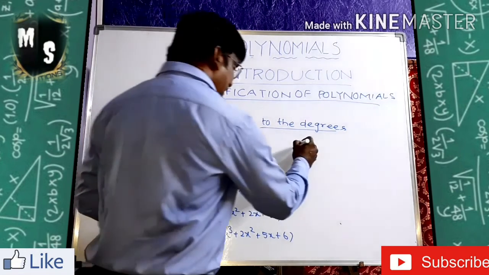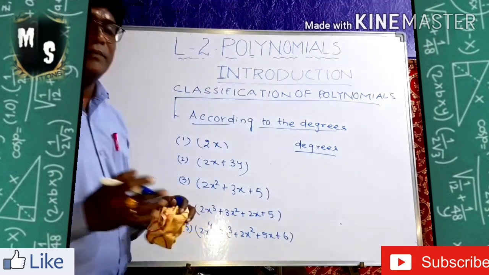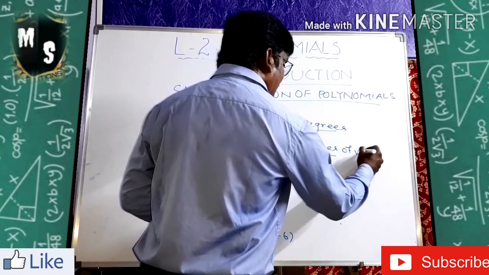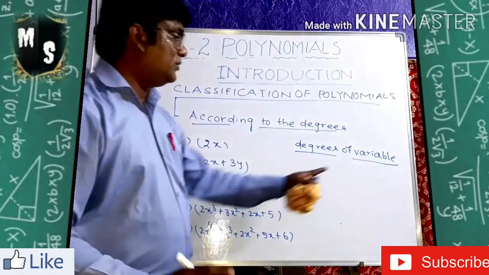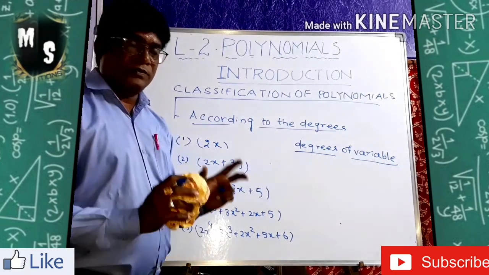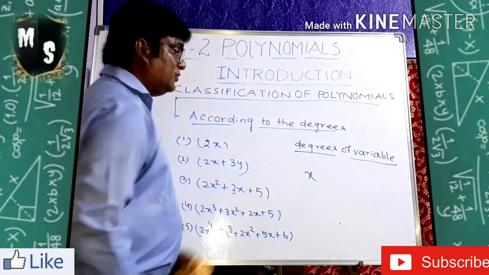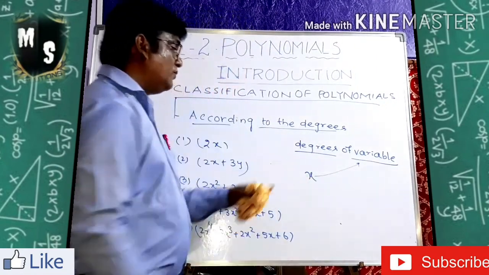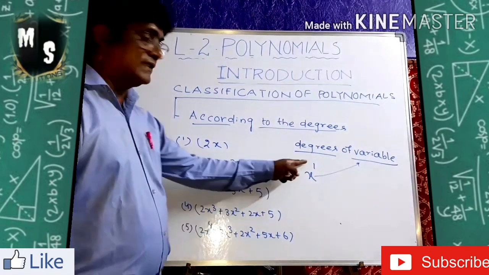Let's understand what a degree is first. Degrees of what? Degrees belong to the variables. Degrees of variable: this degree comes only for the variable. You understood it? So now let's go for x. If I say x is a variable, and I ask what is the degree of x, then what is that? 1. 1 is called the degree of x.